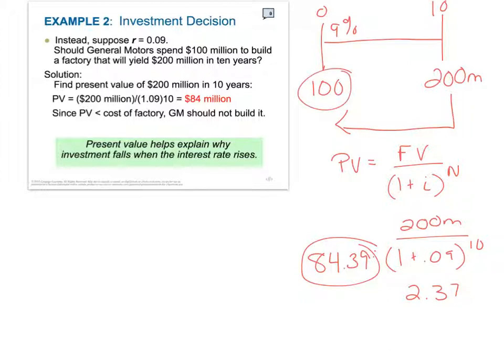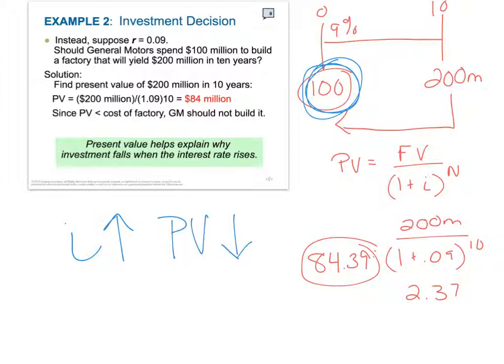I'd rather have the 100 million. So no, I'm not going to build the factory. I'd much rather keep my 100 million than to spend it on a factory and only get a return of 84 million. So one of the things to take away from here is that as the interest rate increases, the present value decreases. As the interest rate increases, the future value increases. So those are some things to keep in mind as we're evaluating the present value and future value scenarios.